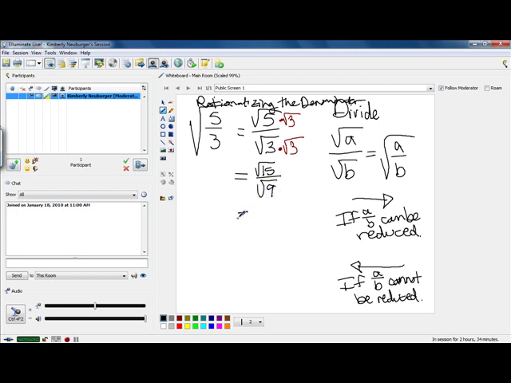And now I can actually square root the 9. The numerator stays as square root of 15, and our denominator now is 3. And that is a radical with a denominator that is a rational number. And that's what your goal is going to be, is to make that happen. So let's take a look at another one.